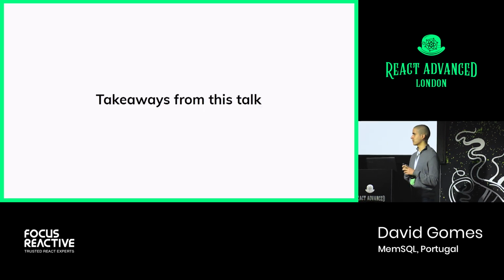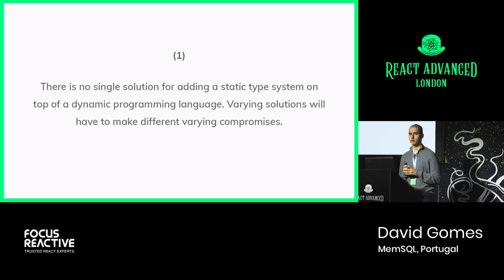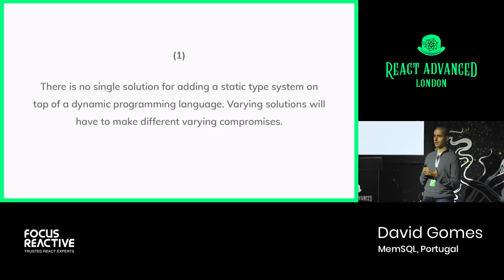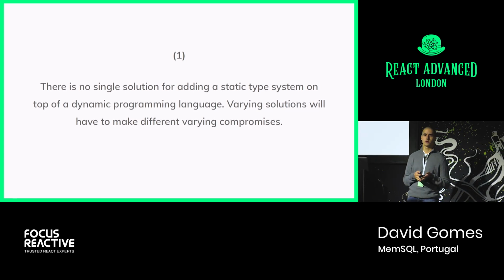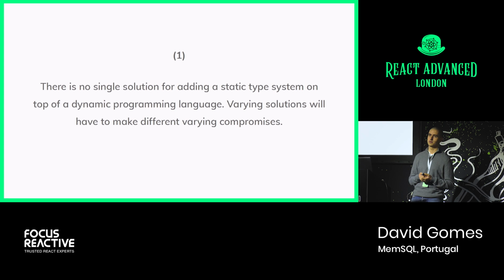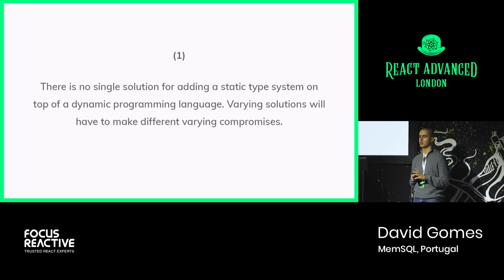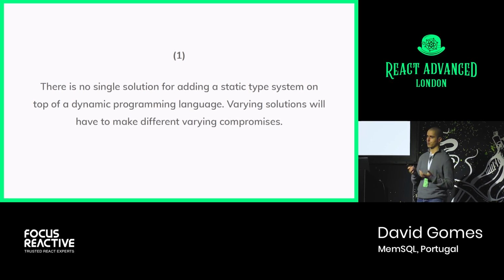And so what are the main takeaways from this talk? The first one is that adding a static type system on top of a dynamic programming language means trade-offs. There is no single way to do it. For Python, for example, there's at least 4 different static type checkers, and they all make different compromises, and they all work differently. For JavaScript, we have around 3 of them, and they also all think differently. So the idea that I want you to take away is that it's a really hard thing to do, and all approaches to this problem will make different compromises.